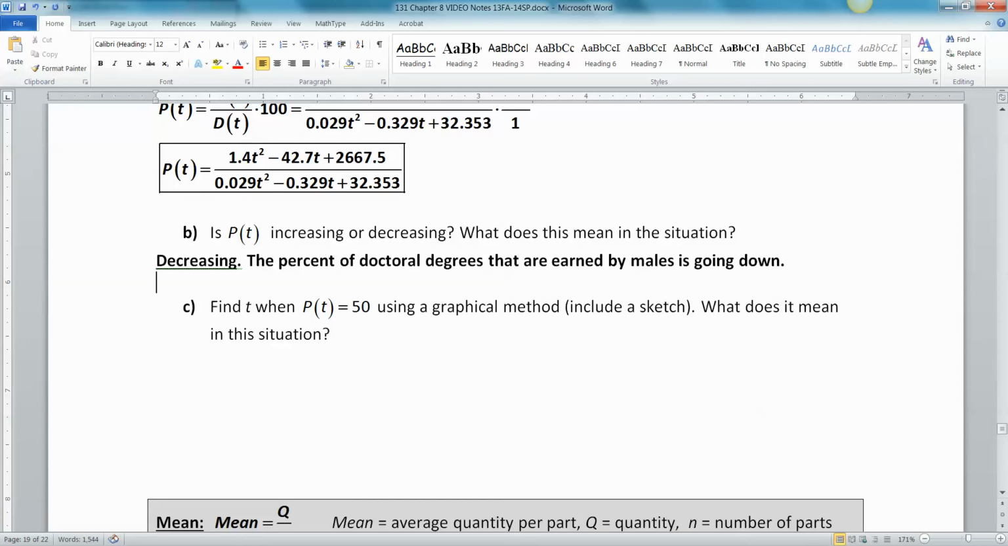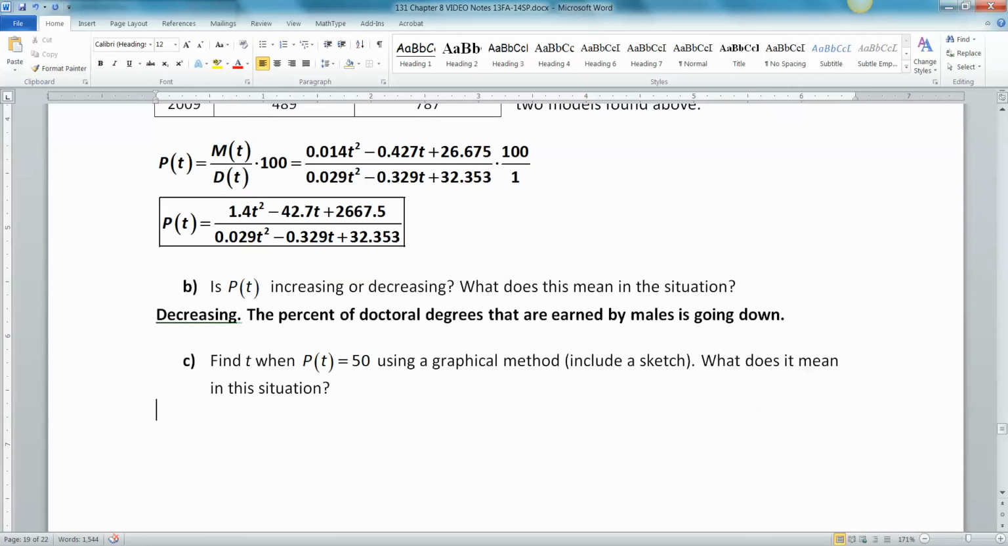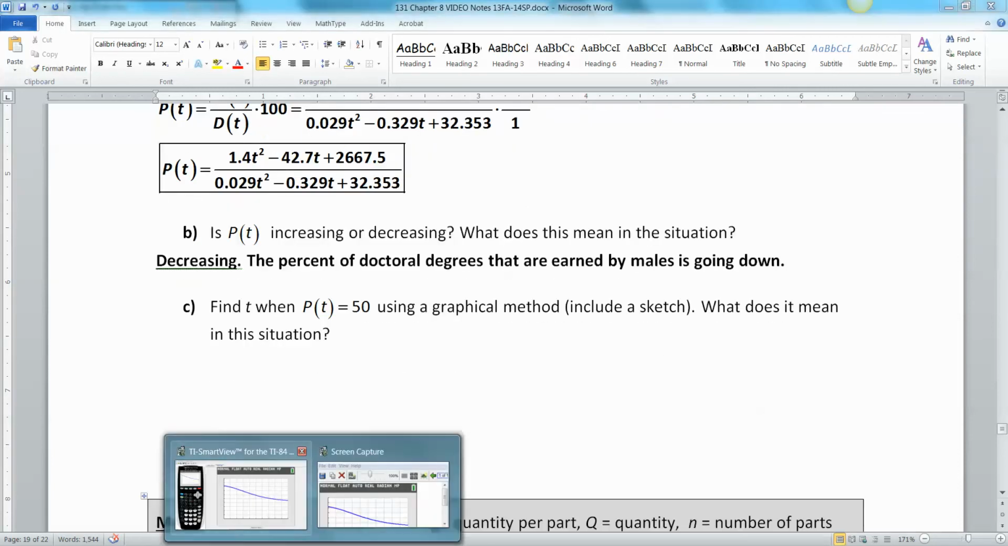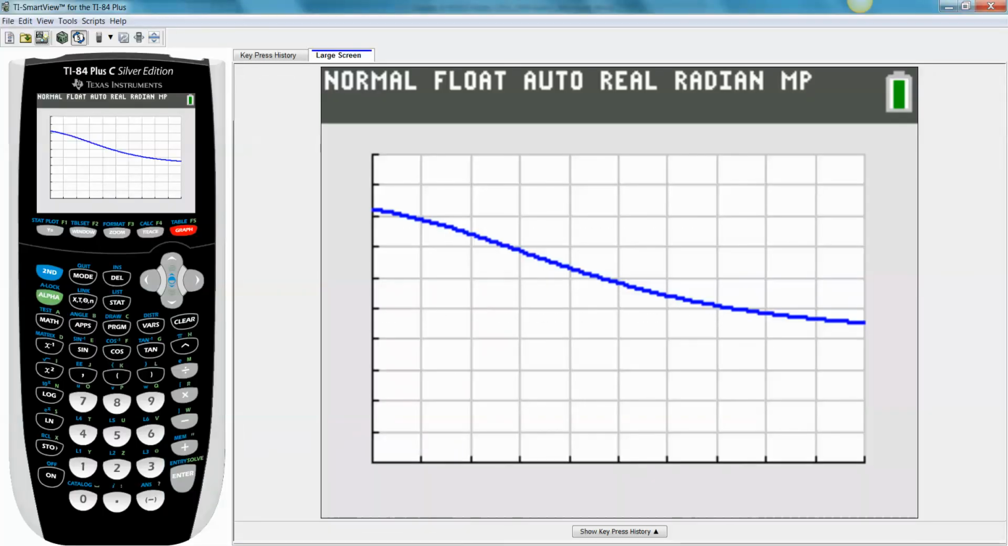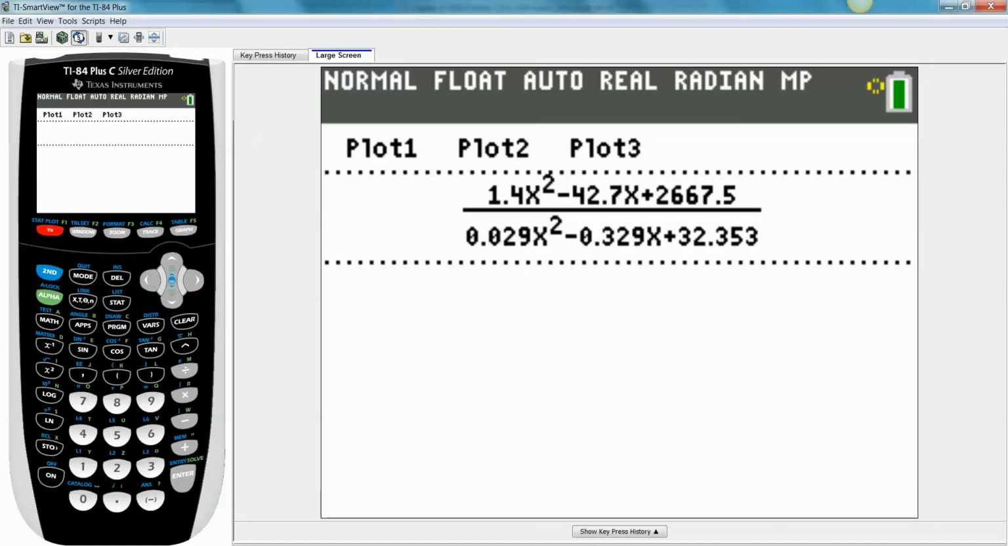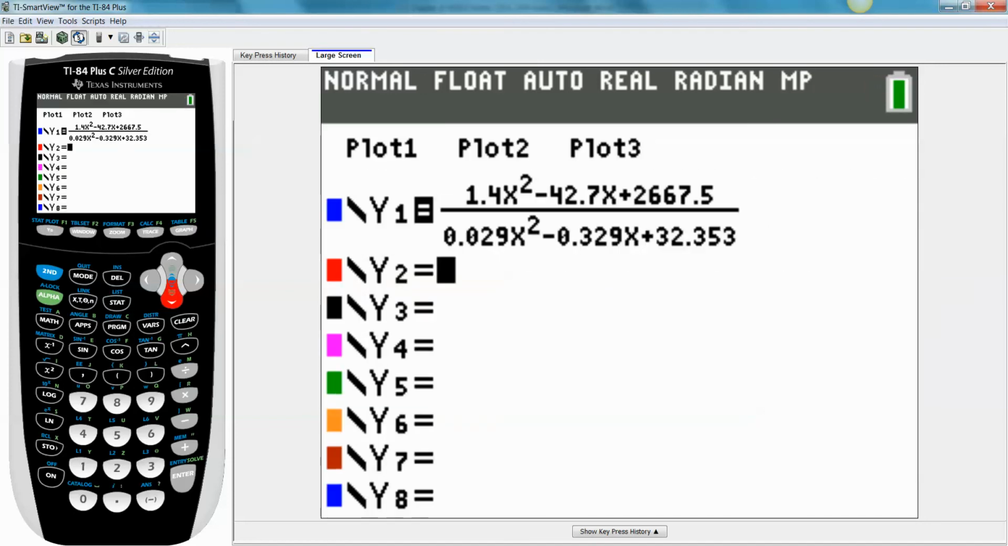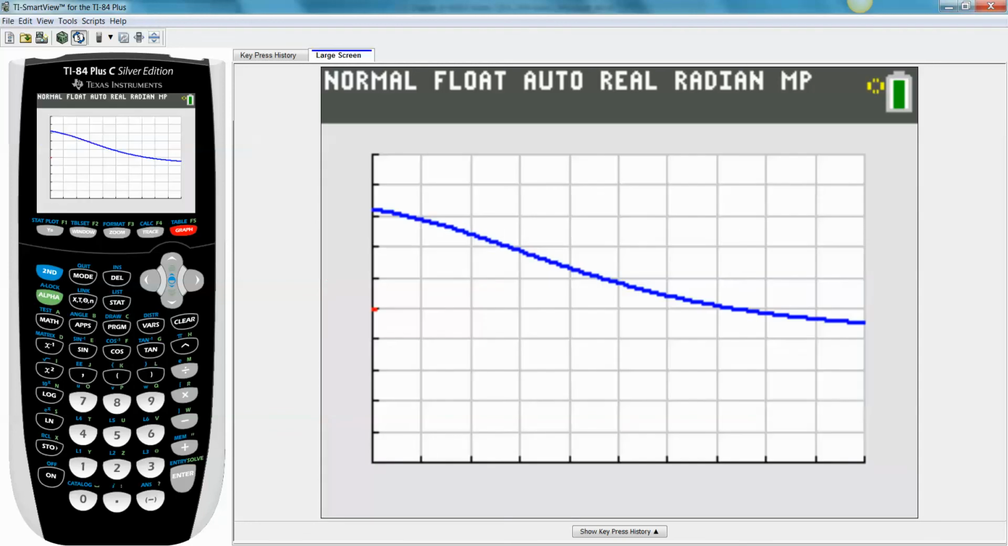Hypothetically speaking, right? Next, find T when P of T equals 50 using a graphical method. What does it mean in this situation? Okay, so we have our P of T graphed here. Let's go back to the y equals, and they want to say when it's equal to 50, so you type 50, enter, and graph it. And lo and behold, it's on the screen. Good. You have to have the intersection on the screen to be able to find it.